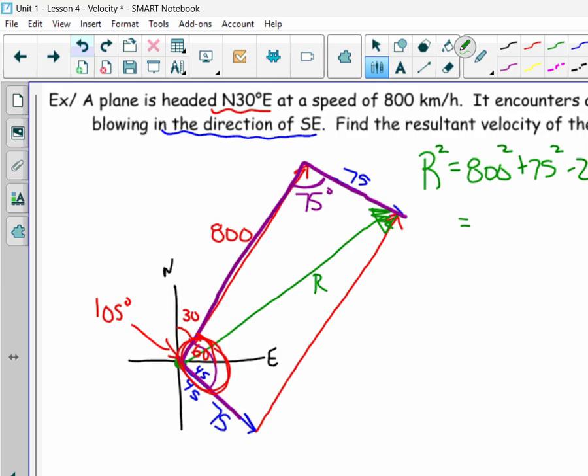You can put it all in your calculator at once because it's all on one side. Don't forget, like Pythagoras, you got a square root at the end. I got an R value of 783.94, the magnitude of my plane. We want to find velocity though, which means we need a direction.